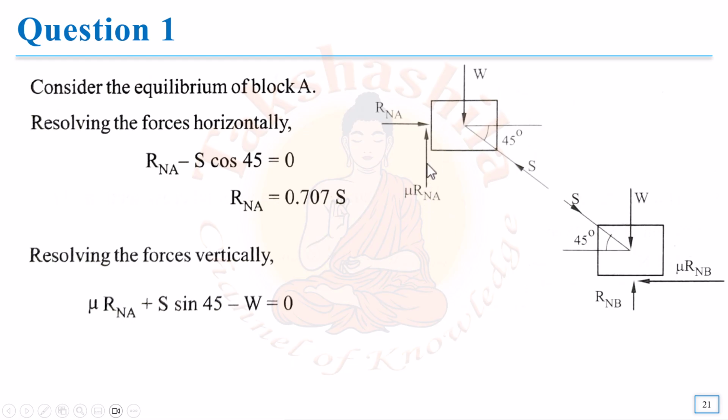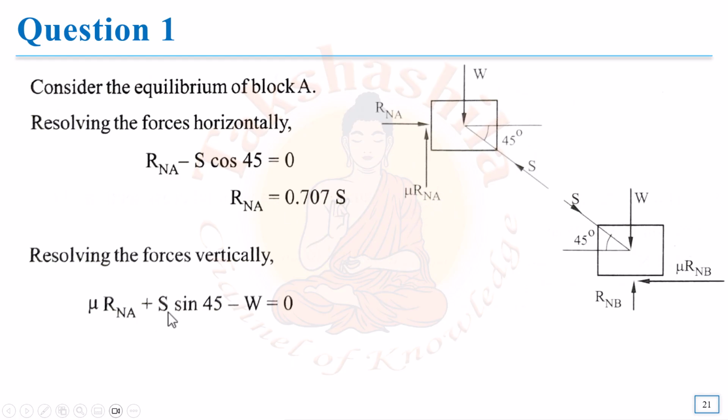So we know that friction will always oppose the motion, so it will be acting in the upward direction. In addition to this frictional force, we will have the weight, which is acting in the downward direction. And the question clearly mentions that the motion is about to start, or it is at the verge of motion, right? So this should be limiting friction. That is why I have taken it as mu times RNA, mu times the reaction.